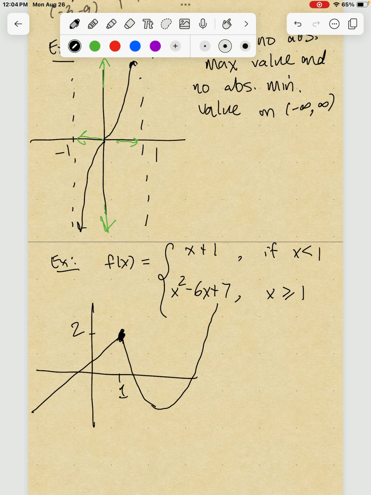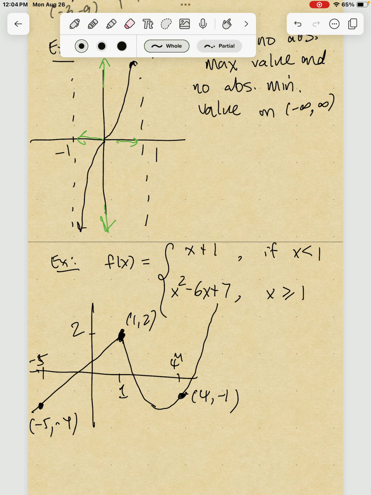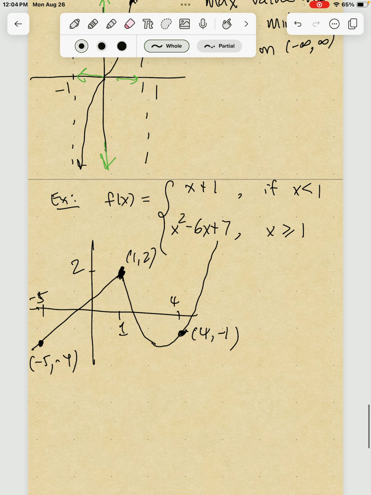And let's look at it from -5 to 4. Well, when you plug in -5, you get this point, (-5, -4). And when you plug in 4, you get (4, -1). And this point's (1, 2). So let's look at this function on the interval -5 to 4, the closed interval.